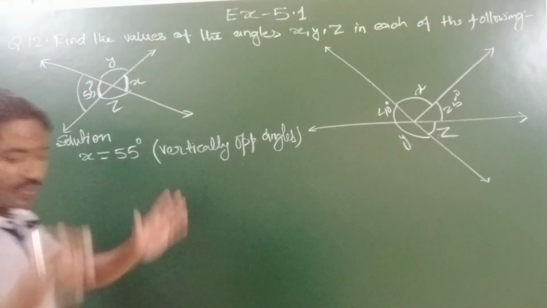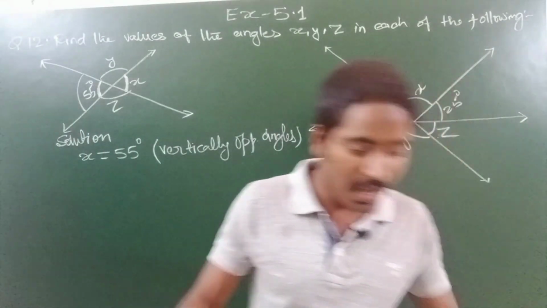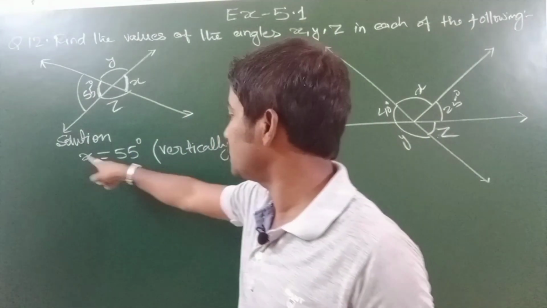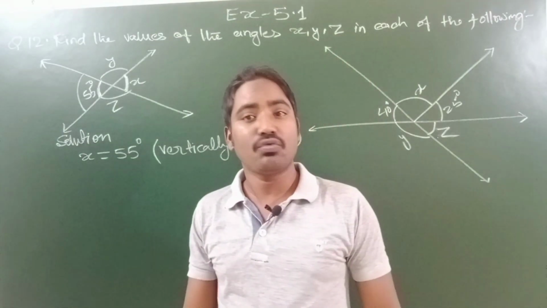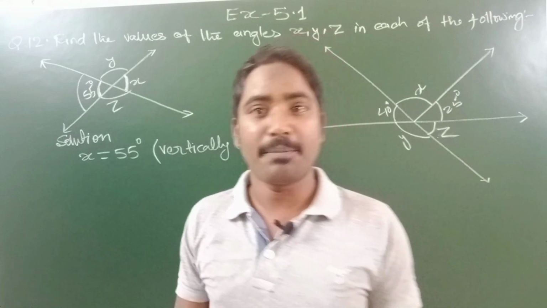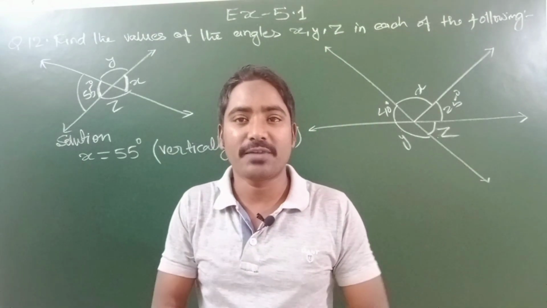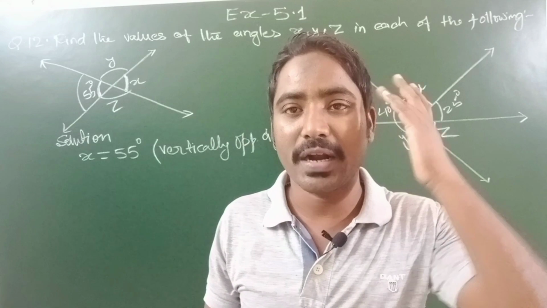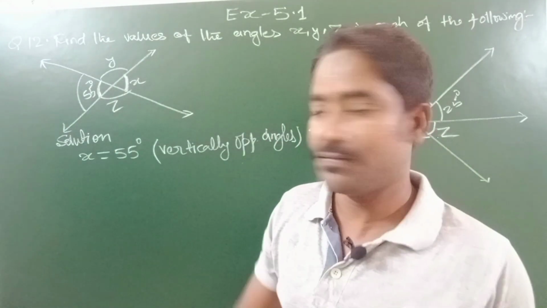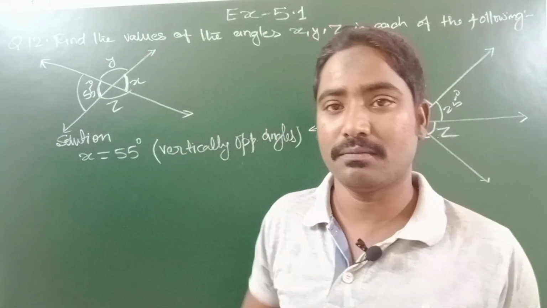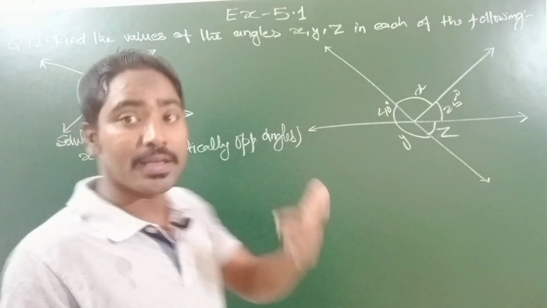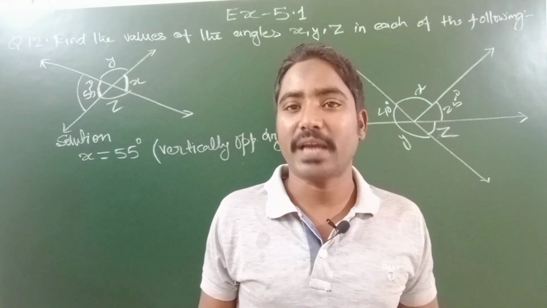That's all. Wherever you are applying properties, students, you have to write that property. Suppose I applied x is equal to 55, then you cannot write directly that x is equal to 55, because maybe you copied it from somewhere. If you are writing it from your understanding, then you must write it with a reason. So I have written the reason: x is equal to 55 because they are vertically opposite angles.